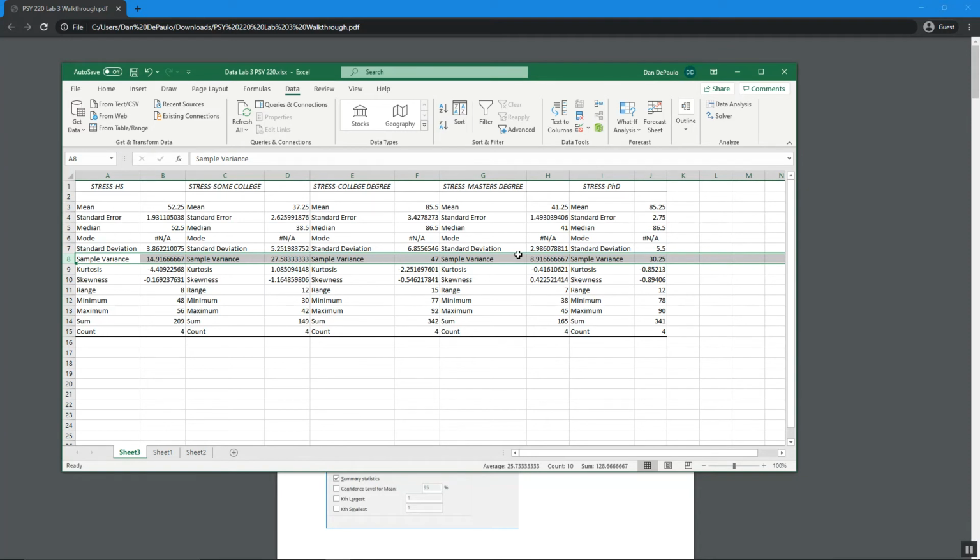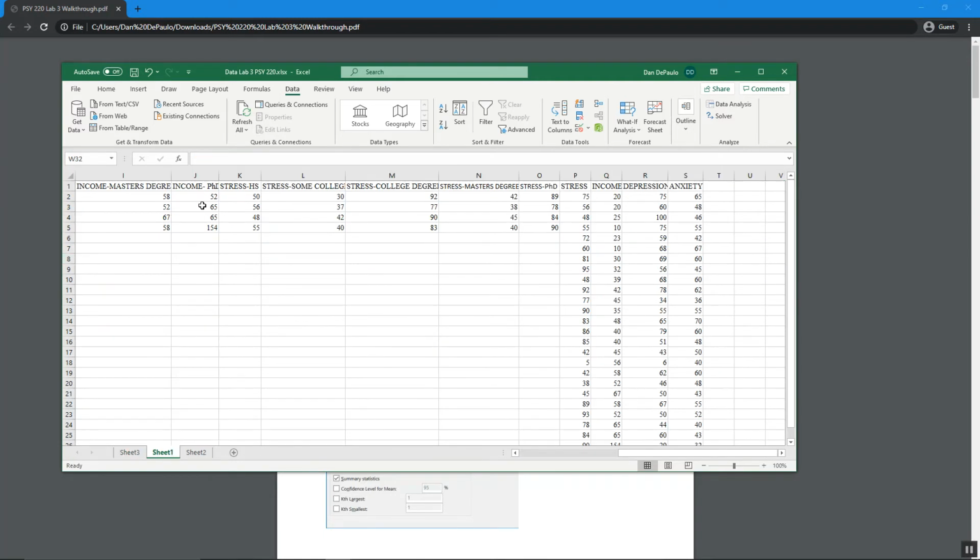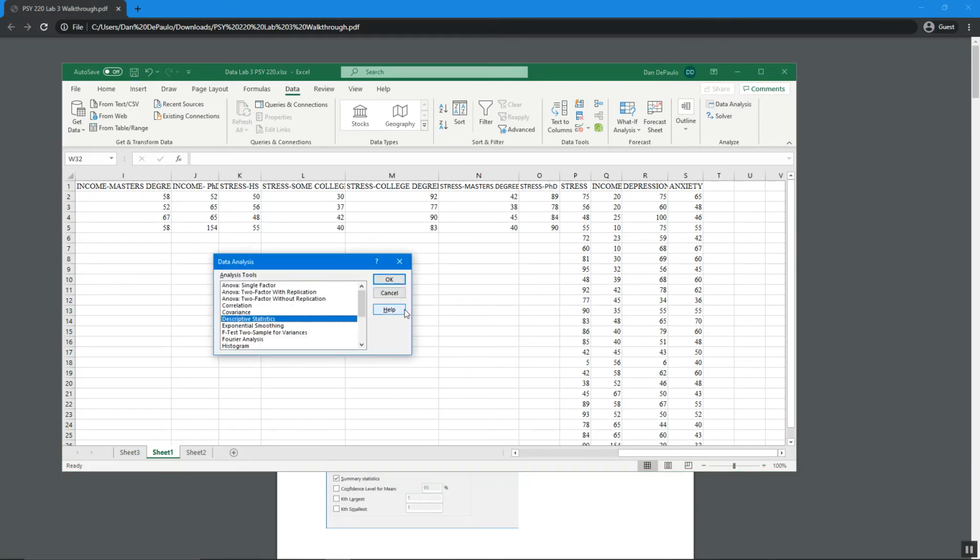So I want to compare college degree to master's degree. So I'm going to do that next. College degree versus master's degree. So let's run the F test. So go back to data analysis. And let's do the F test for 2 samples of variances. And I want college degree and master's degree.